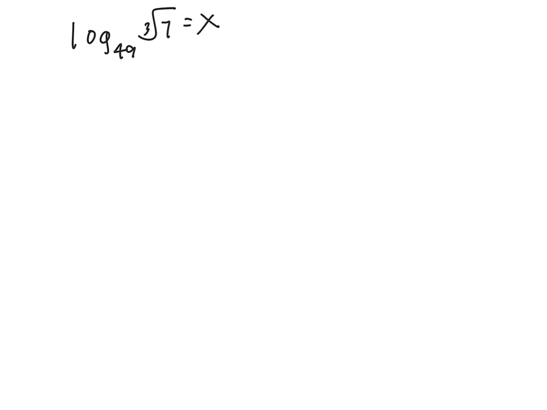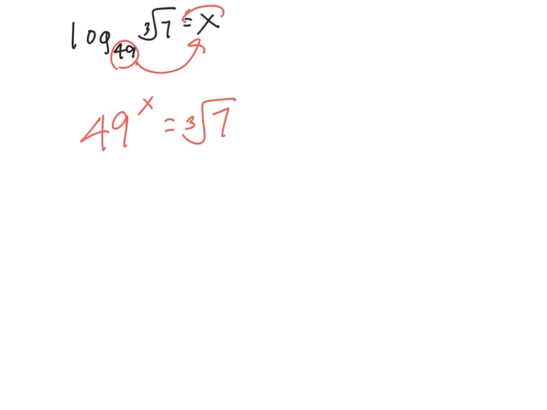For this last one, same idea, switch our forms around. So we have 49 raised to the x power equals the cube root of 7. Now this one, we can't exactly take an x root. So here we just have to do a little bit of thinking.